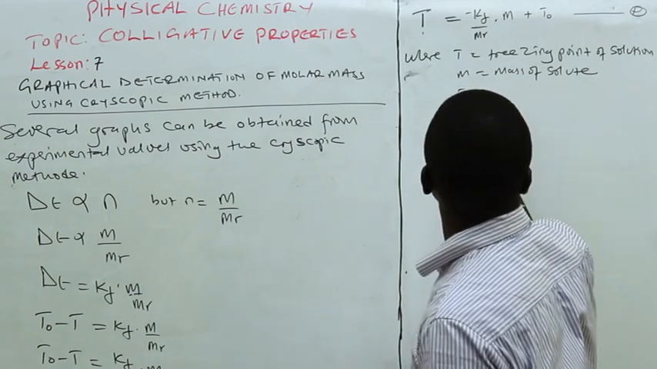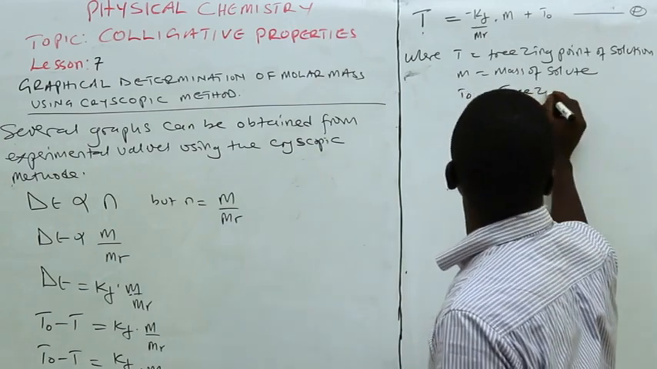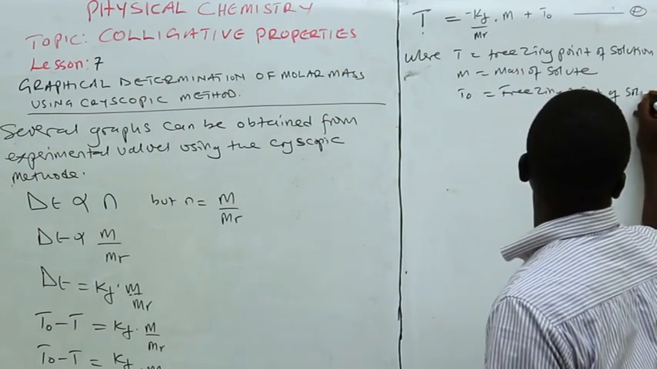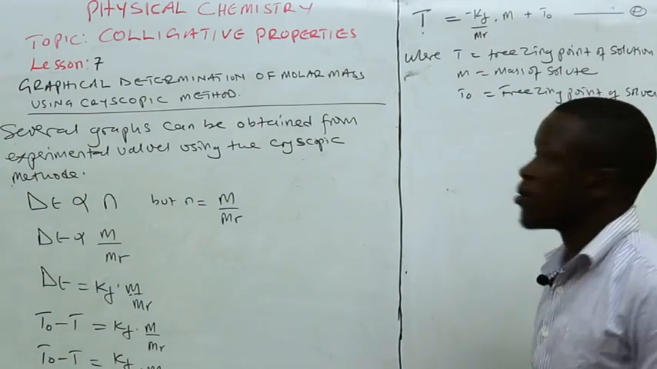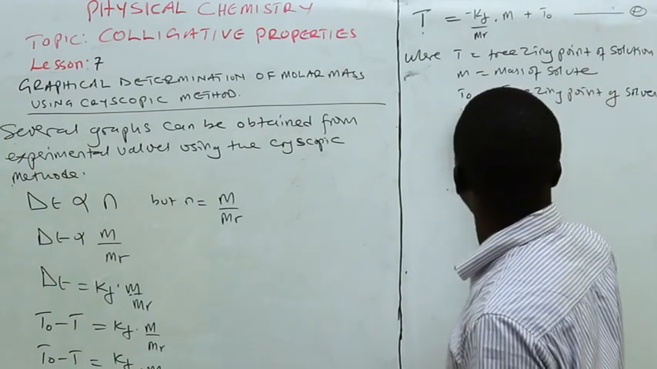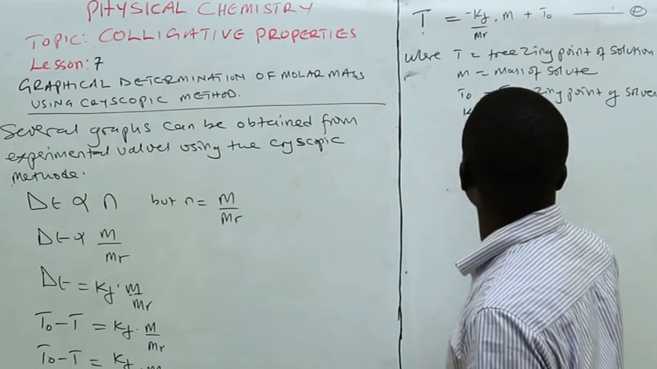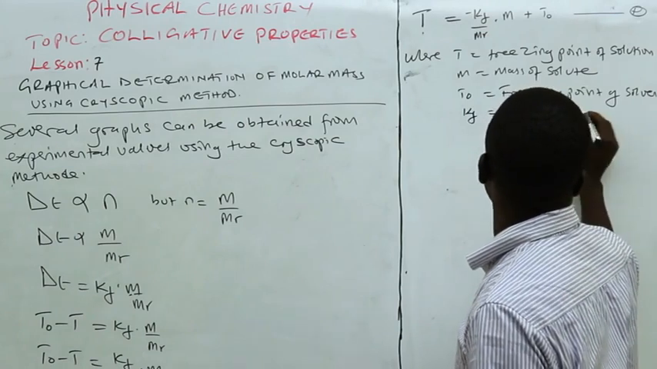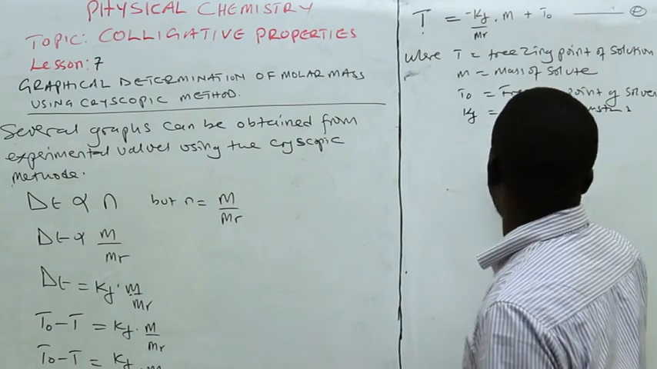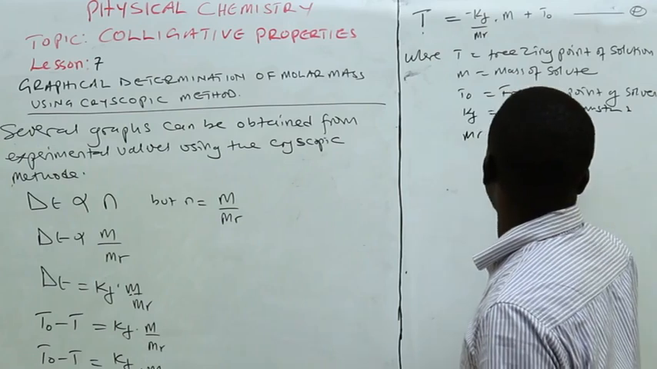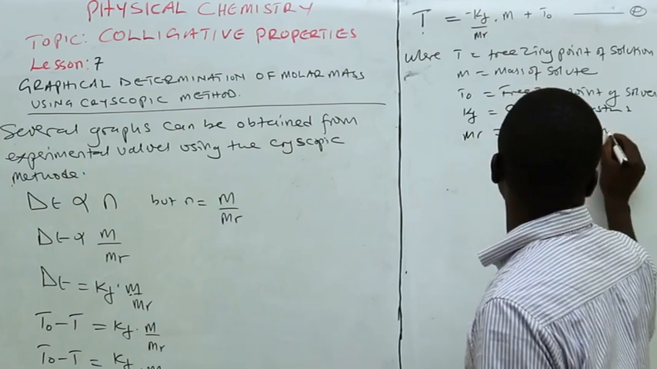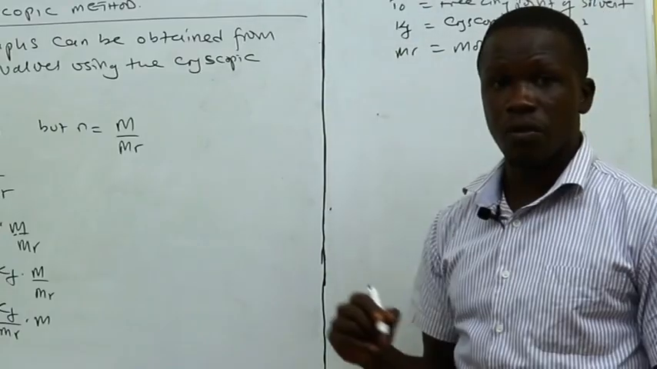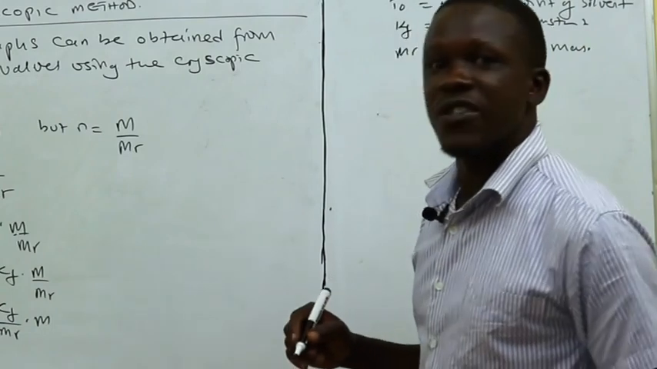And then T naught is the freezing point of the solvent. That one doesn't change. And then we have Kf as the cryoscopic constant, and Mr is the molecular mass.